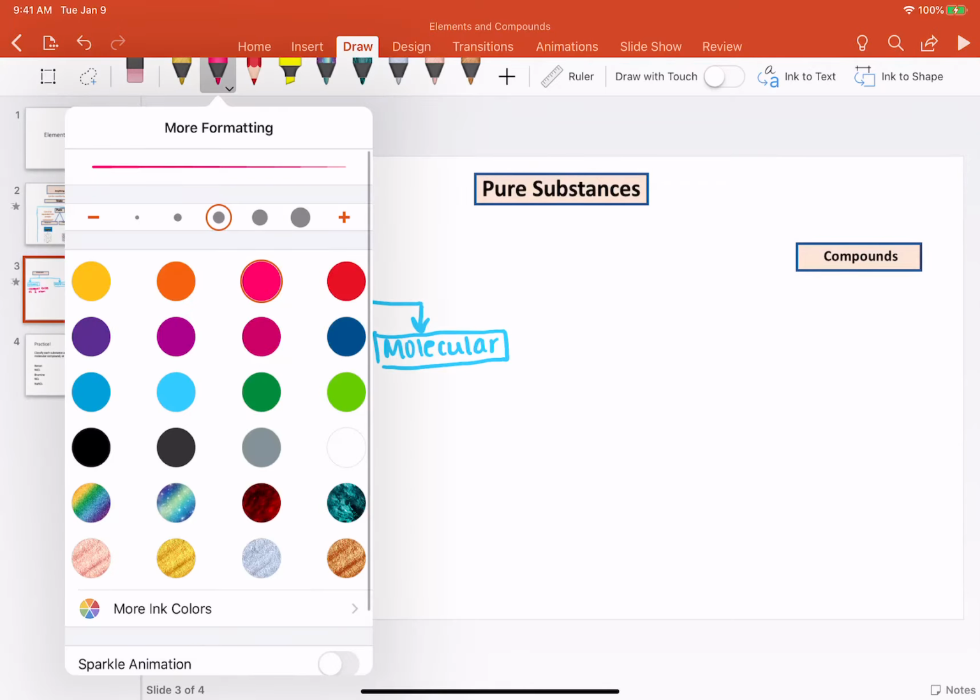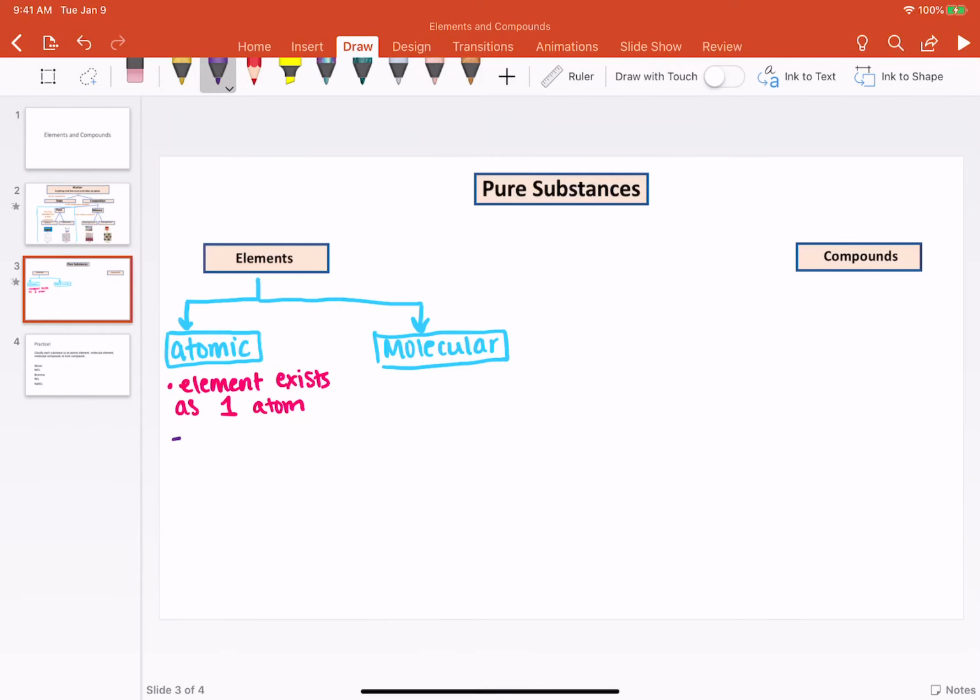So what are some examples? We have neon, argon, helium. Then a lot of the metals as well. The ones that I really want you to know for now, though, are the noble gases. Those are in the column to the farthest right on the periodic table.